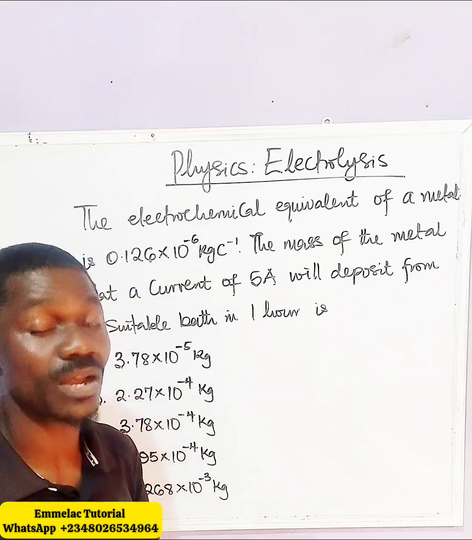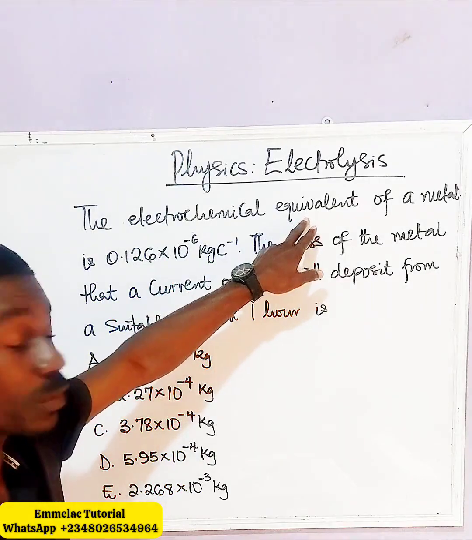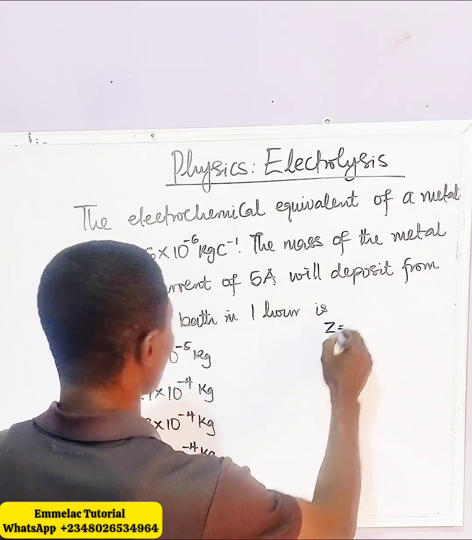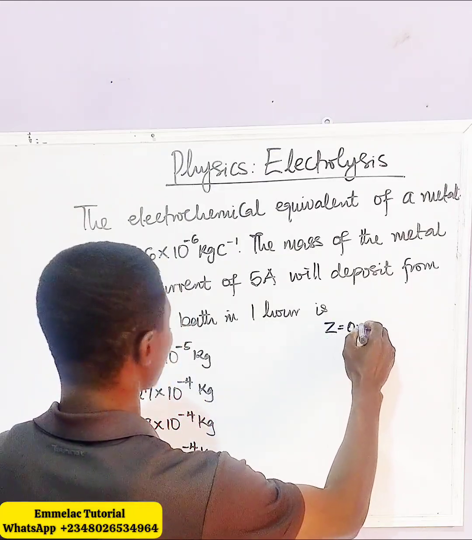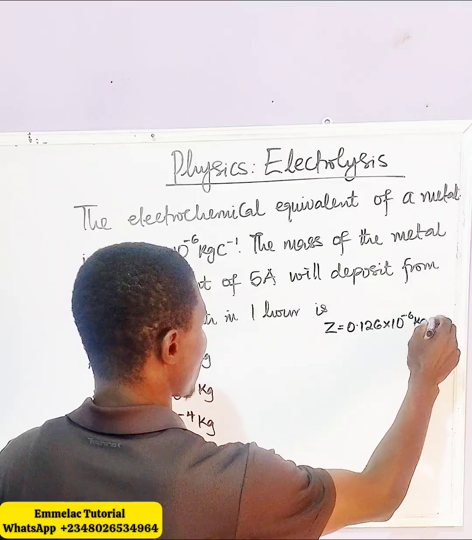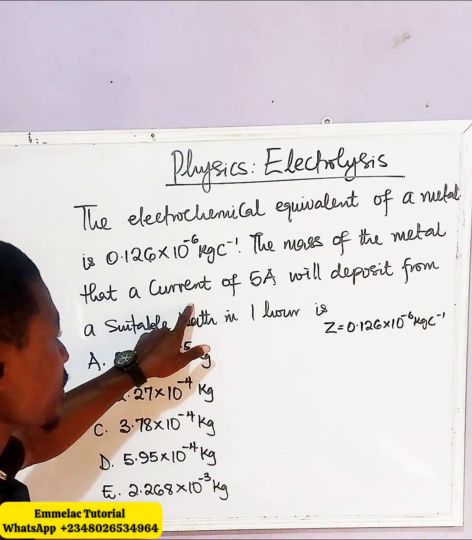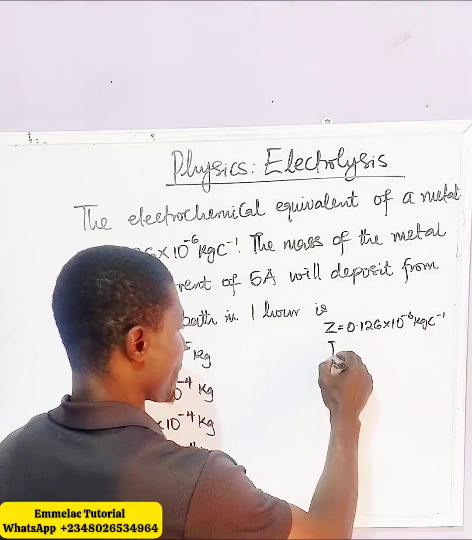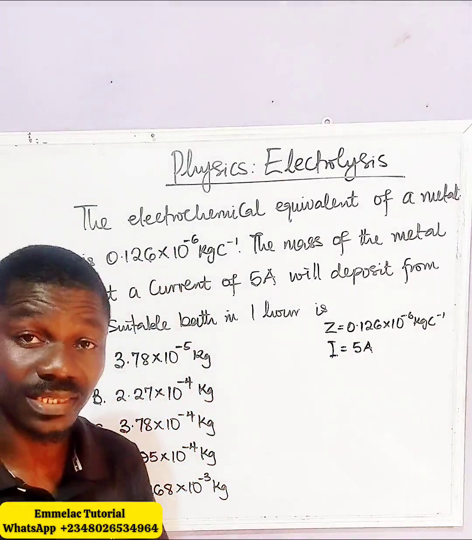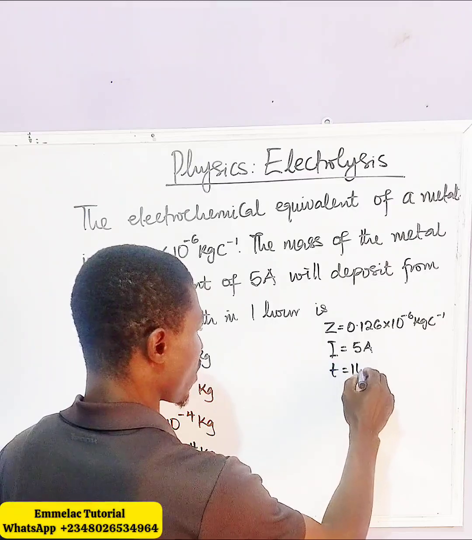First of all, let us write out the parameters in the question. Now the electrochemical equivalent, which is denoted as Z, is 0.126 times 10 to the power of minus 6 kilogram per coulomb. Okay, and we are given that the current I is 5 amperes, and the time T is given as 1 hour.